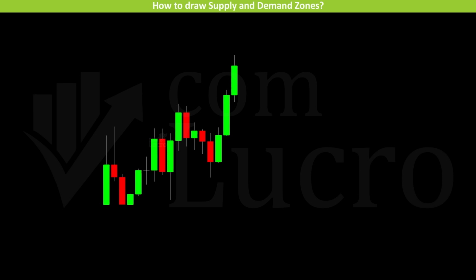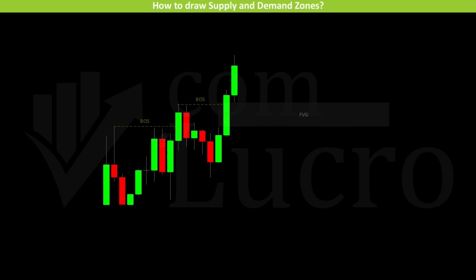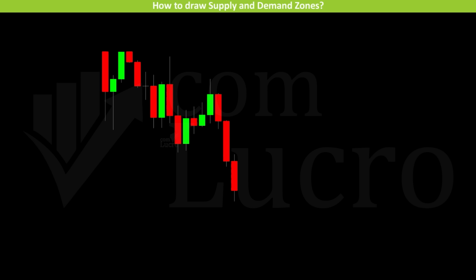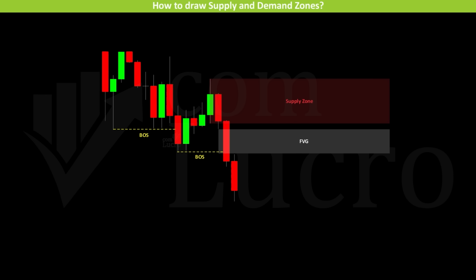Next, let's discuss how to draw supply and demand zones on the chart. Let's start with the basics. Identify fair value gaps and breaks on the chart. When we find a move with these criteria, we mark the demand zone by drawing a rectangle from the high to the low of the last candle that created the fair value gap. The same applies to bearish scenarios, regardless of the candle's color. Mark the last candle that created the fair value gap as the supply zone.